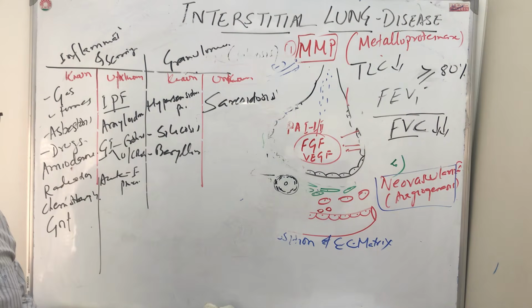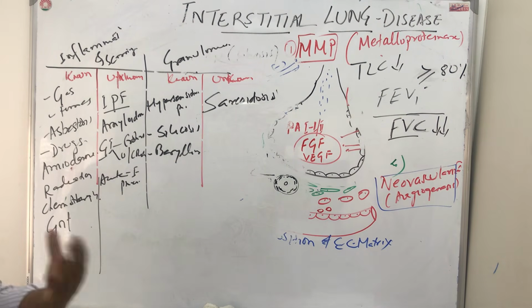So that is about interstitial lung disease, and for treatment you'll get varieties of treatment, but glucocorticoids remain the main line of treatment for interstitial lung disease. Along with glucocorticoid, cyclophosphamide is an alternative, but glucocorticoid is the mainstay of treatment of interstitial lung disease.